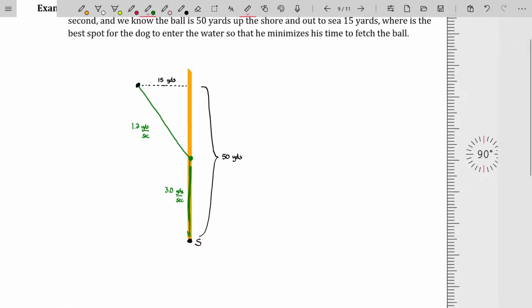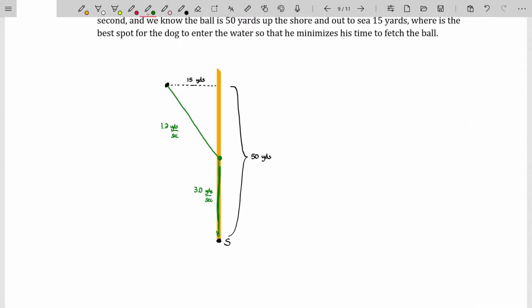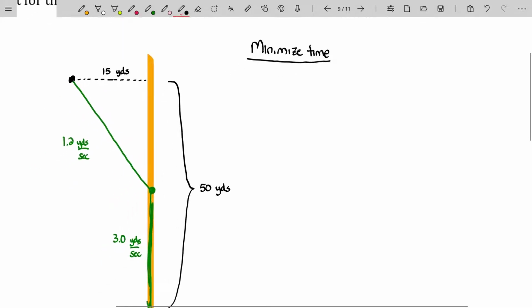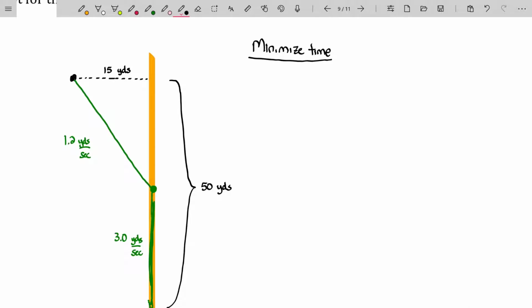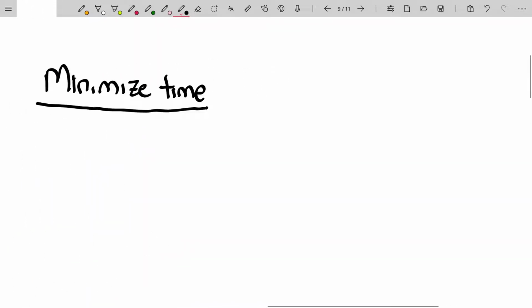So I hope all of that makes sense. We want to minimize time. So let me just state that off to the left here. Minimize time. Or minimize fetch time if you want to say that. Okay, so we need to develop a formula for time. And we've been given distances and speeds. This is like the most popular formula in algebra. D equals RT, except we want to write it in terms of T. So we're going to use T equals D over R.